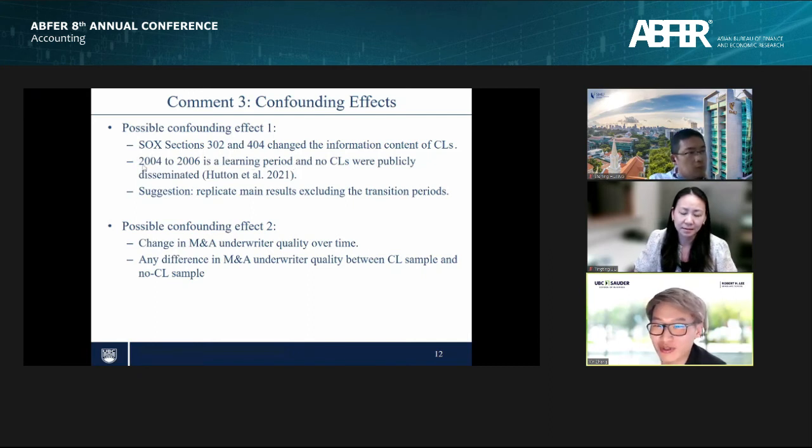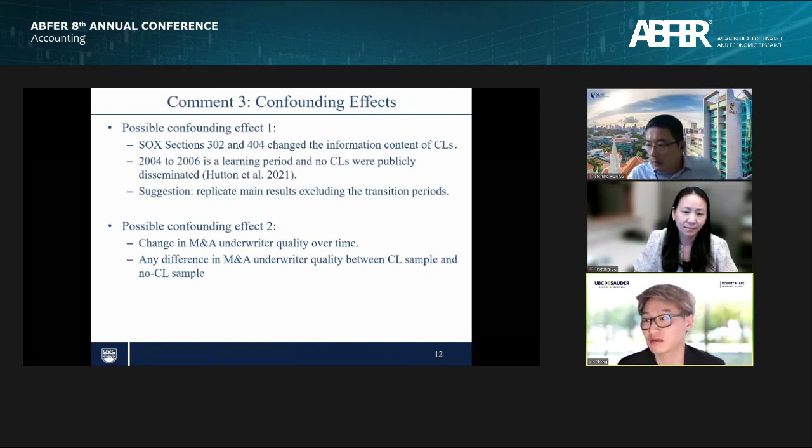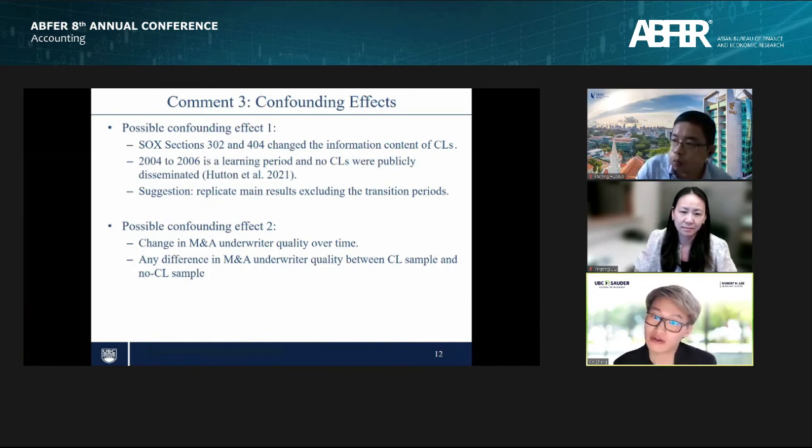Additionally, there's another important time period that's overlapping with the SOX 302 and 404 rollout period. It's from 2004 to 2006, which is kind of like a learning period. No comment letters were publicly disseminated at all from August 1st, 2004 to July 1st, 2005, due to some technical difficulty. And from July 1st, 2005 to, I think, May 1st, 2006, the SEC was learning how to disseminate, what's the best practice. So Hutton et al., this recent paper, shows that there's a learning period. So you should also consider deleting deals from those periods as well, because they will affect the potential learning channel you're talking about, okay?